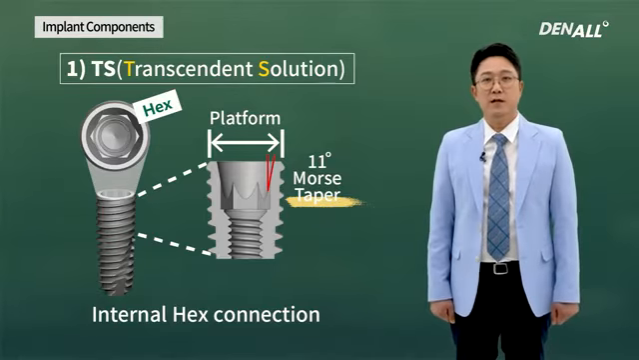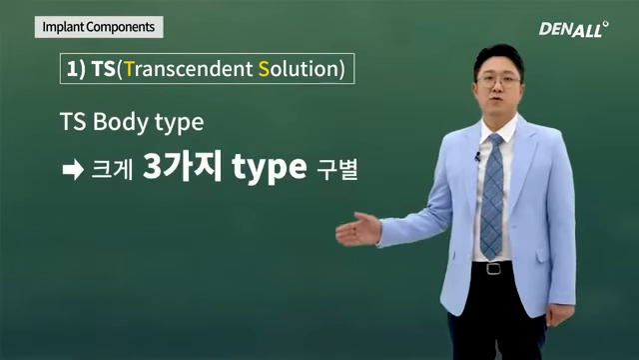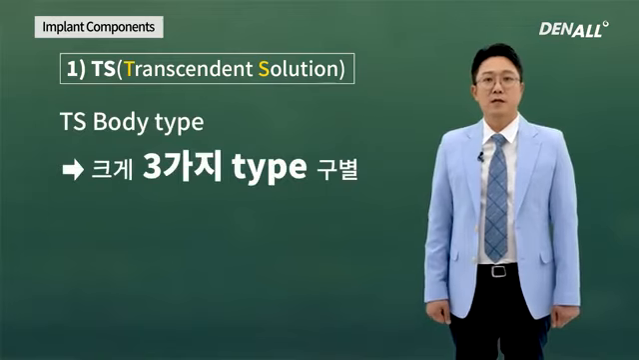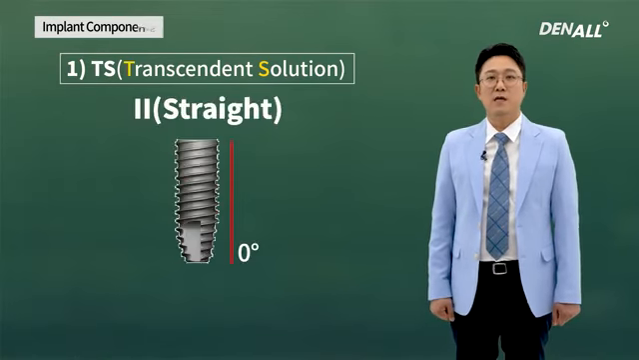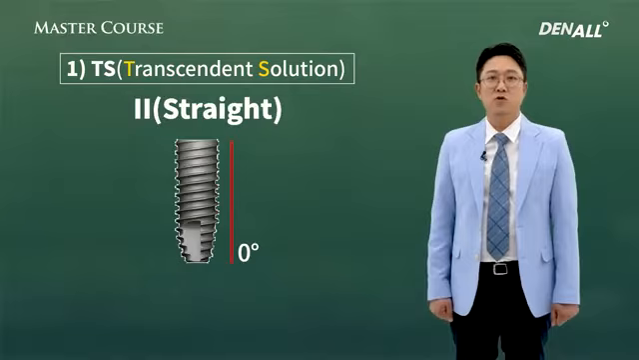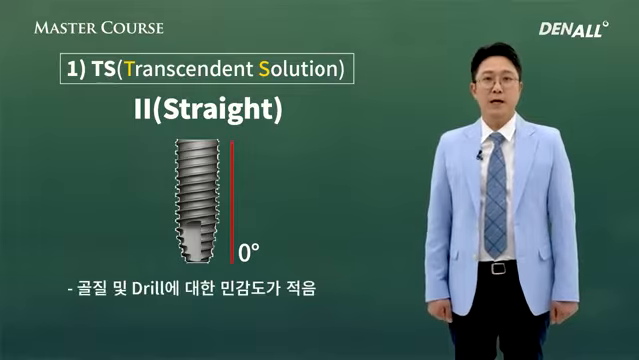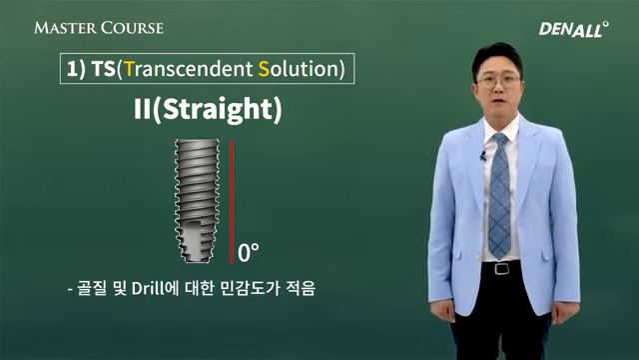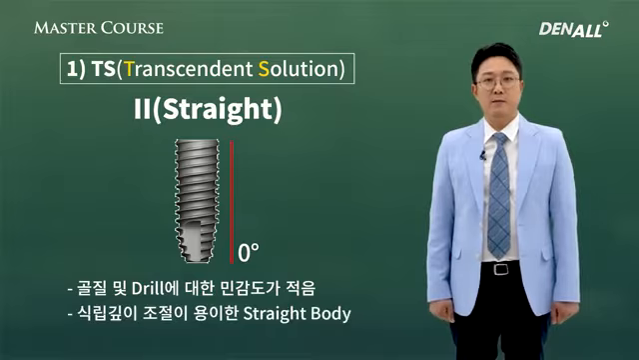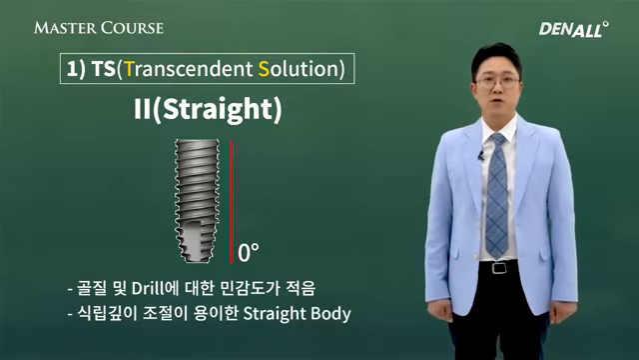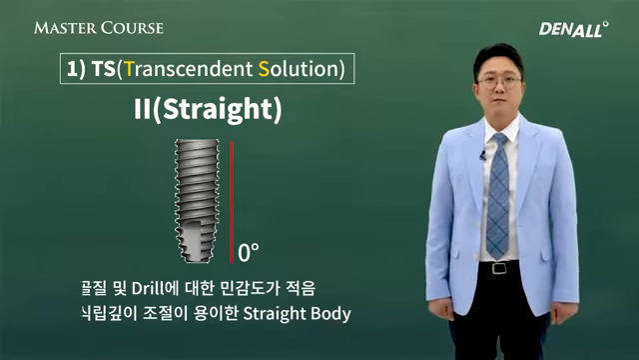TS fixture, the shape of the body. Depending on the taper, it can be largely divided into 3 types. If the overall body is straight, it is called TS2 and it is a straight type. In these implants, it has less sensitivity to bone quality and drill and it has less interference with bone, so you can adjust the placement depths easily.